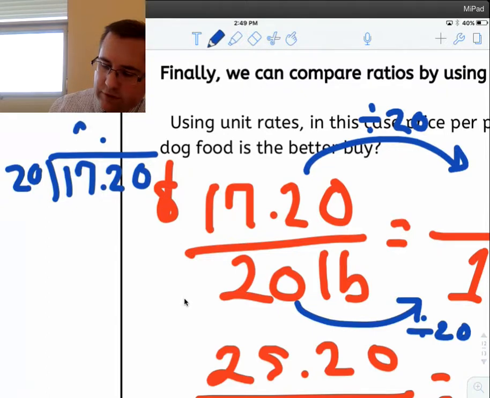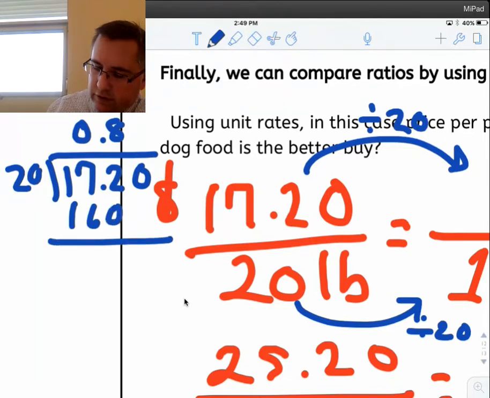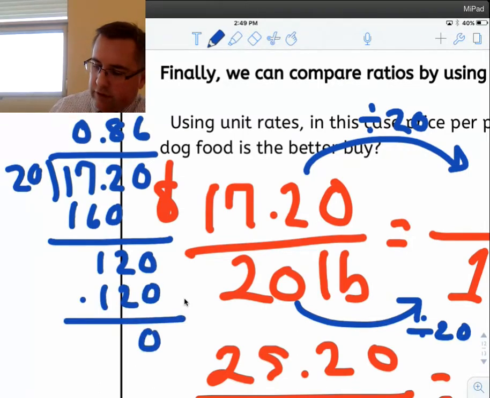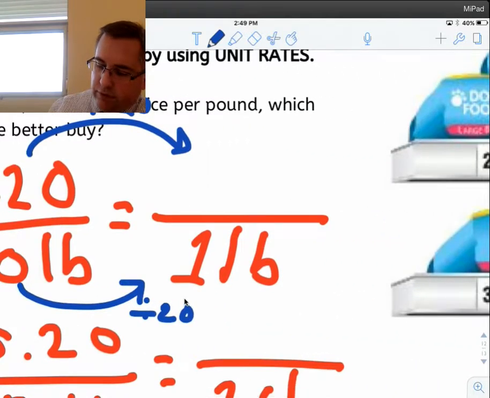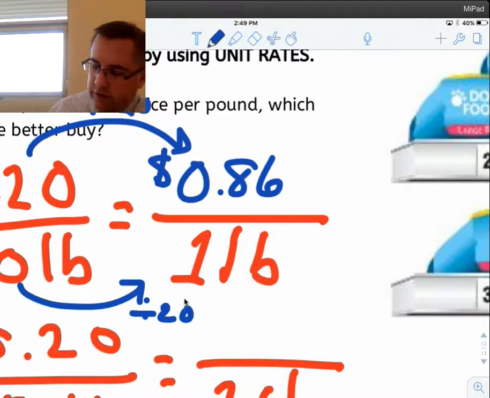20 does not go into 17, but 20 goes into 172. 8 times, 160. Subtract, I get 12. 20 goes into 120 6 times. So we get, for dog food A, 86 cents per pound.